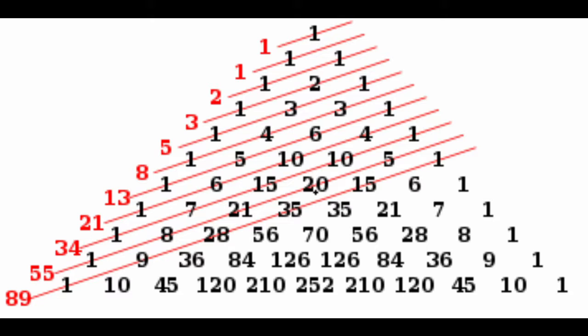The sum of 1 and 1 is 2. The sum of 2 and 1 is 3. The sum of 2 and 3 is 5. The sum of 3 and 5 is 8, and so on.